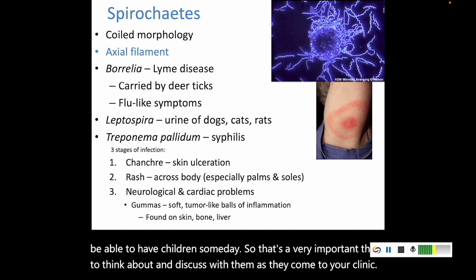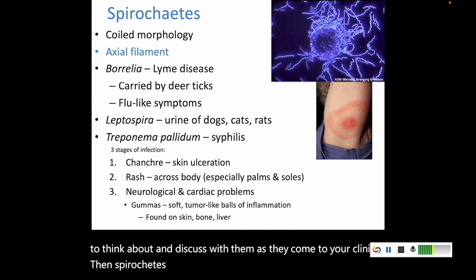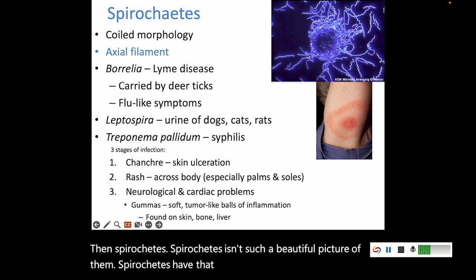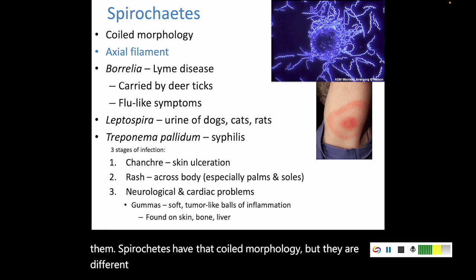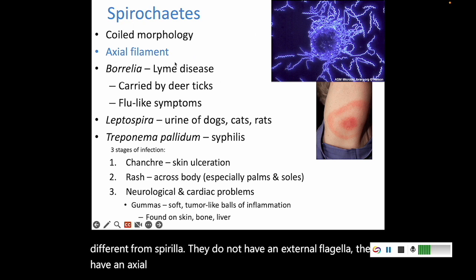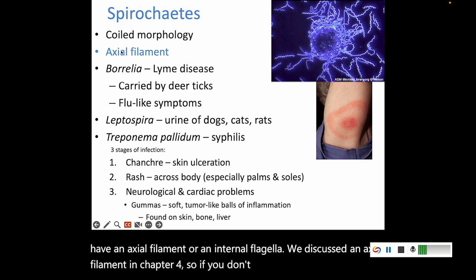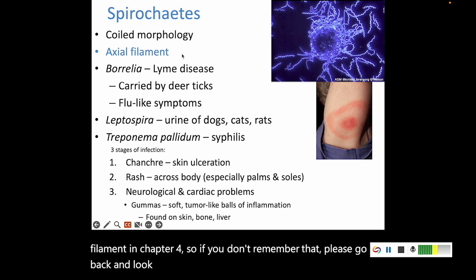Then Spirochetes. Spirochetes, isn't this such a beautiful picture of them? Spirochetes have that coiled morphology, but they are different from Spirilla. They do not have an external flagella. They have an axial filament or an internal flagella. We discussed an axial filament in chapter 4, so if you don't remember that, please go back and look either in the lecture videos or the PowerPoints or your textbook.